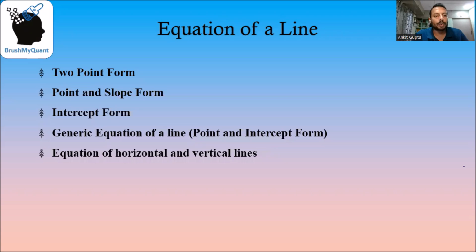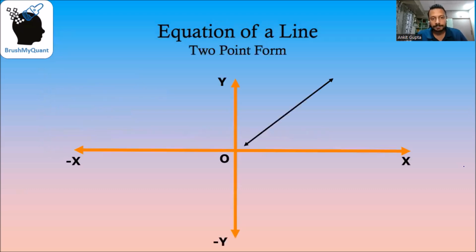In this video, we are going to talk about different types of equation of a line, which include two-point form equation of a line, point and slope form, intercept form, generic equation of a line, which is also called point and intercept form, and equation of horizontal and vertical lines. So let's start with two-point form equation of a line.